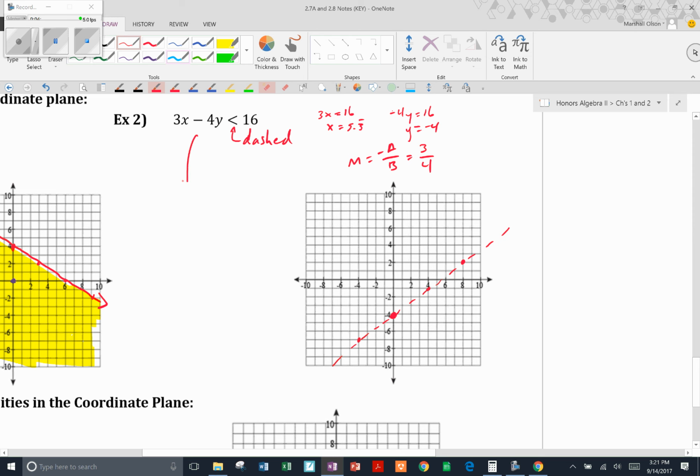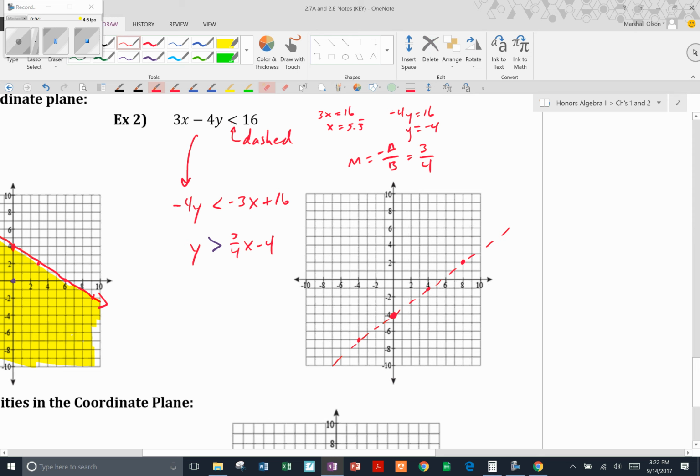You could put this into slope-intercept form, subtract that 3x over, so we'd have negative 3x plus 16, and then divide by negative 4, which would mean that we'd have to flip that inequality since we're dividing by a negative, and we'd have 3/4 x minus 4. Okay, well, look at what this tells us. The y-intercept is negative 4. We already know that. We plotted that first. The slope is 3/4. We already know that. We got that from standard form. So we can get those same things from standard form.